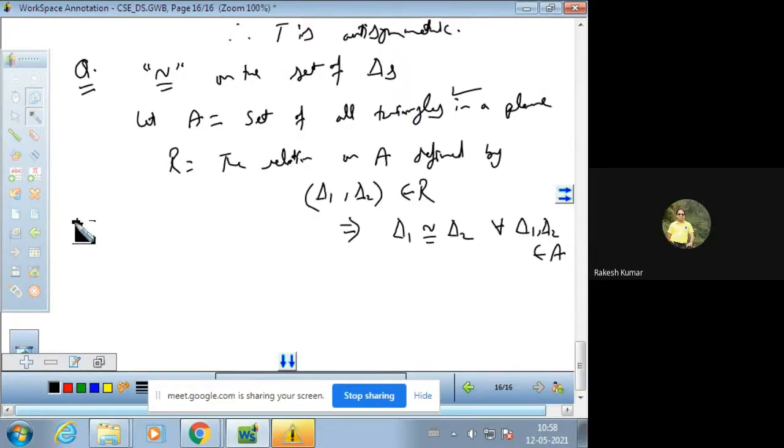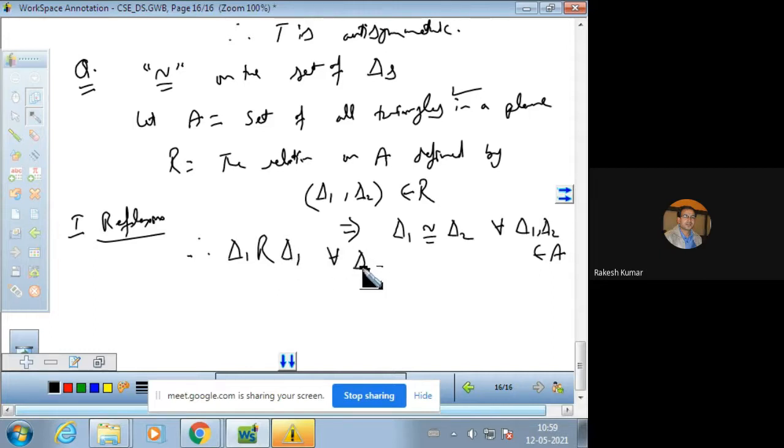Now, for equivalence, the first one should be reflexive, and we know that every triangle is congruent to itself. So therefore, delta 1 is related to delta 1 for all delta 1 belonging to the set A. So it means it is reflexive.